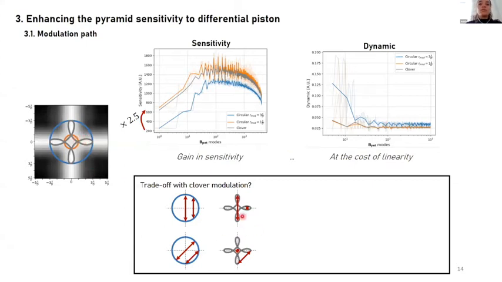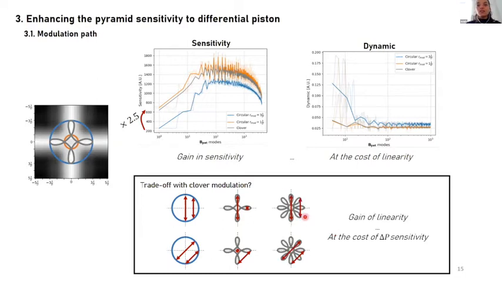And to improve the dynamic, so here we look just at the dynamic, and we can understand that the dynamic is power for a clover. So one could suggest to add more leaves to this clover. However, if we do so, then we spend more time further from the edges, and so this is made also at the cost of sensitivity. So at the end, using a clover seems quite useless. We can simply play with the modulation radius to sense differential piston.